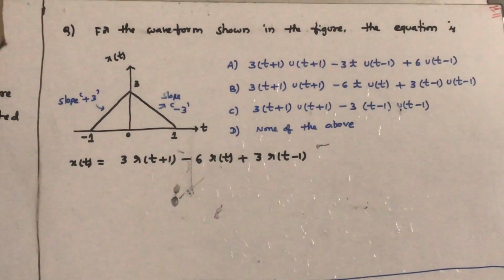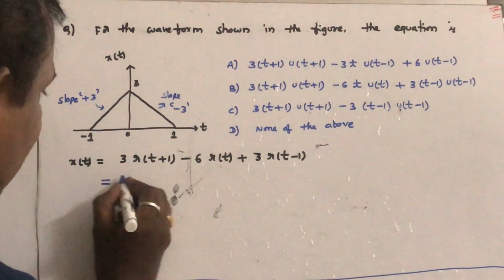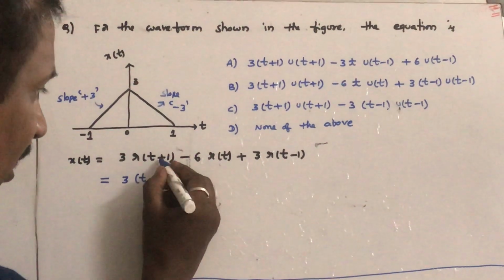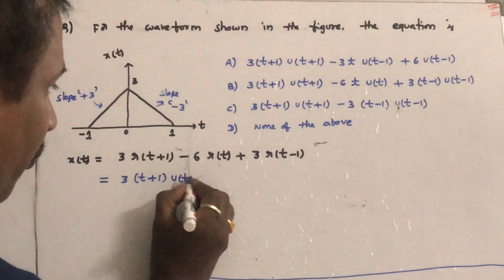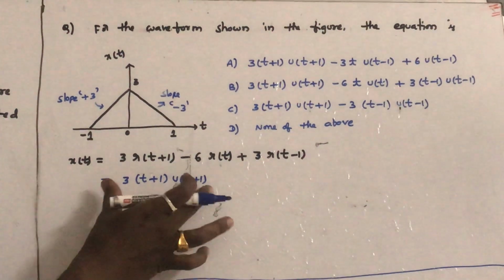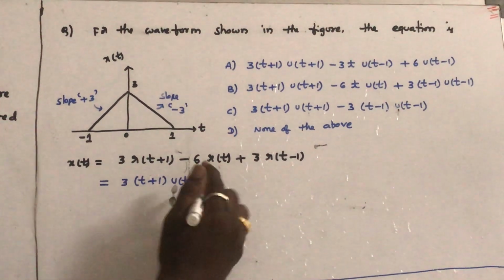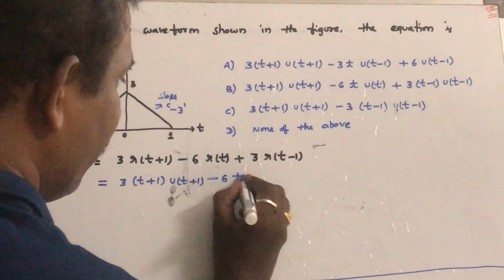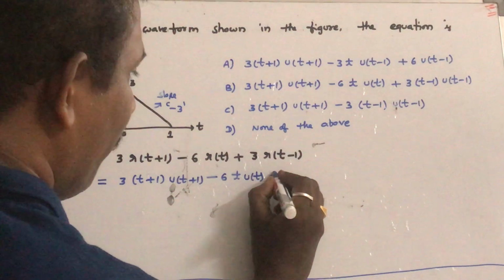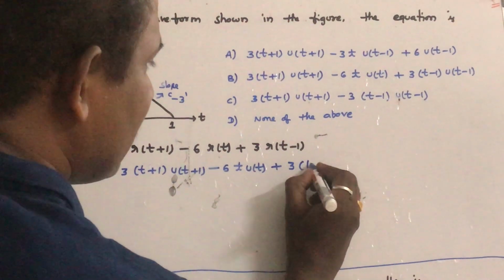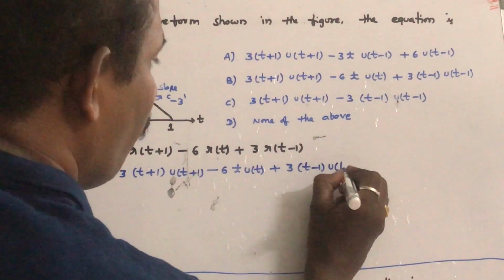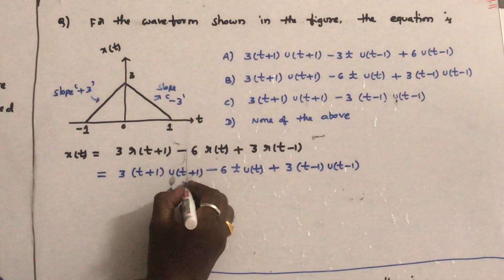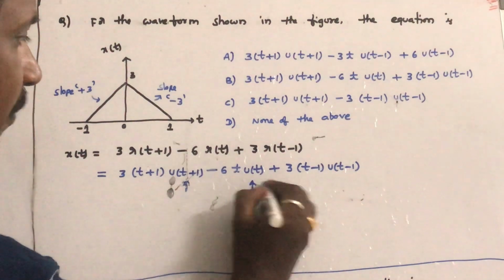As I mentioned in the previous lecture, 3 into r of t plus 1 can mathematically be written in another way as t plus 1 into u of t plus 1. That means this waveform is starting at t is equal to minus 1. As you know, 6 into r of t is written as t into u of t. So plus 3 into r of t minus 1 is written as t minus 1 into u of t minus 1.